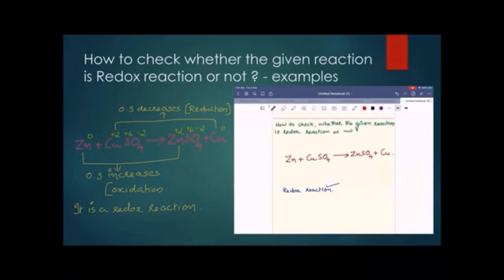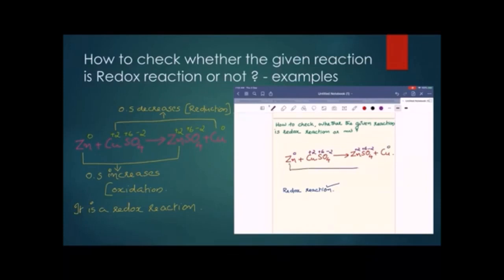Second example, we will check whether this reaction is a redox reaction or not. Here, it is a famous displacement reaction. Zinc reacts with copper sulfate, forms zinc sulfate and copper. How to check whether it is a redox reaction or not? Zinc in elemental form, oxidation state 0, copper +2, oxygen -2, sulfur +6. You have studied how to find oxidation state of compounds. -2, +2, +6 and 0.